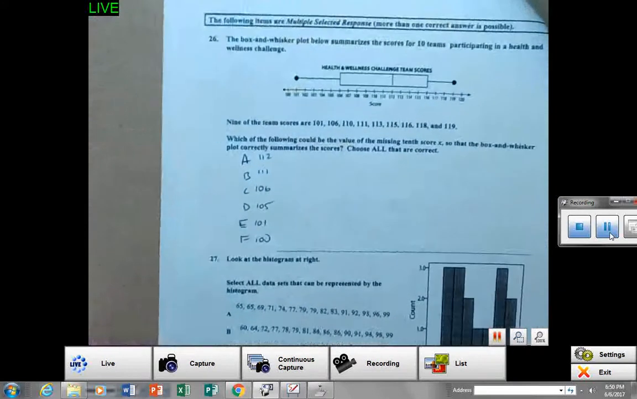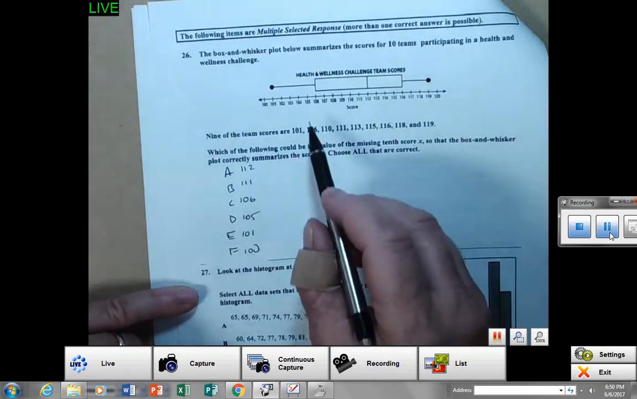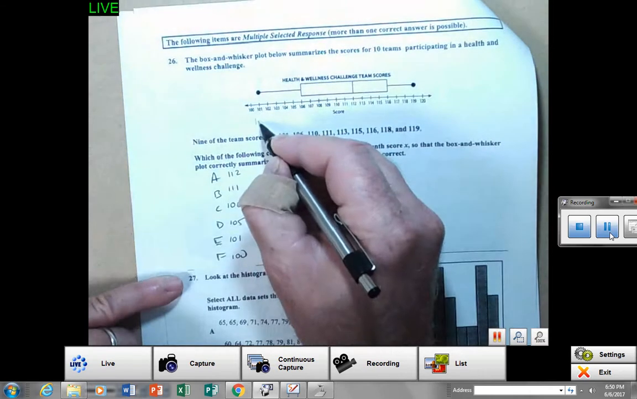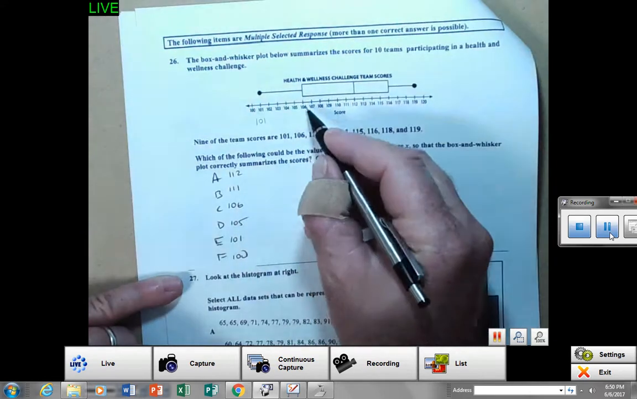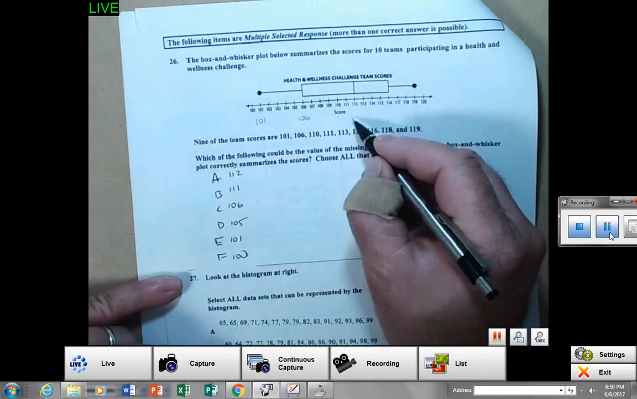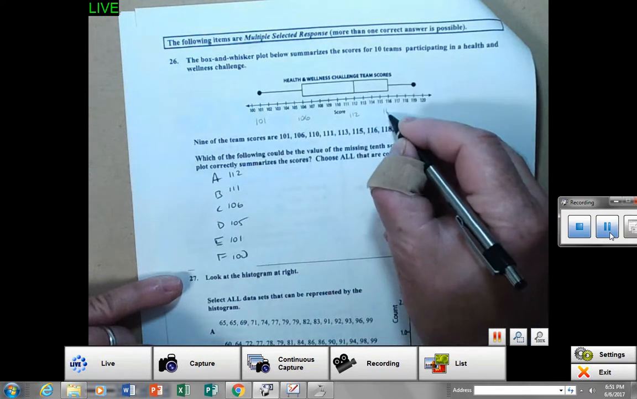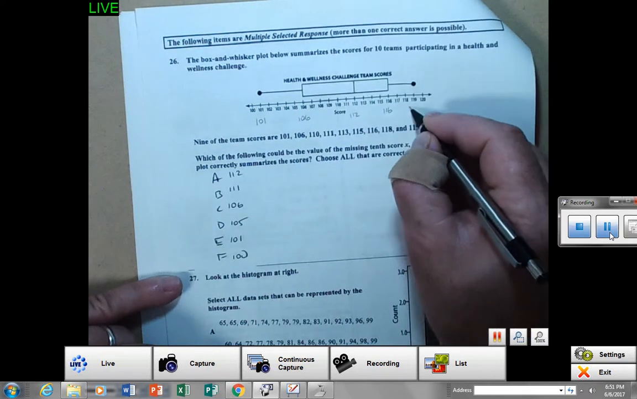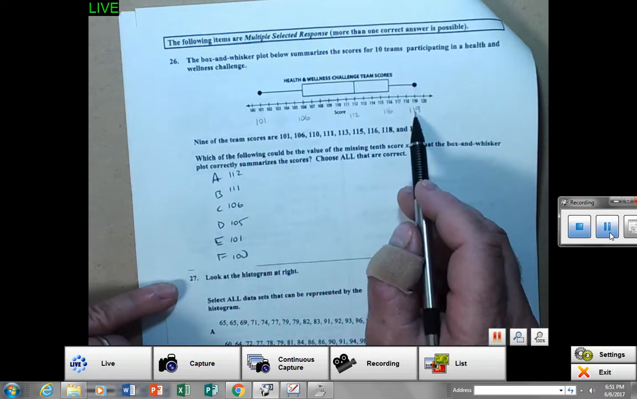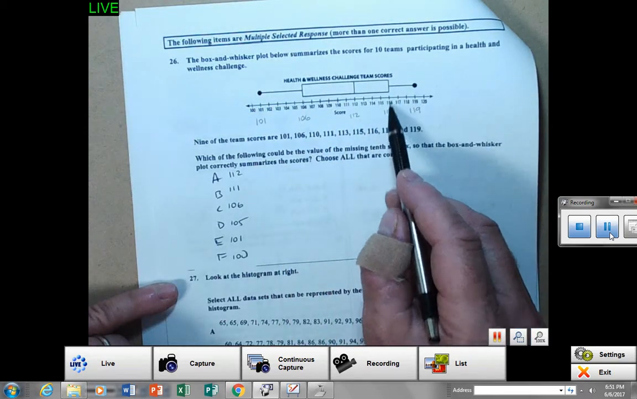Alright, for this, I want you to show me how these numbers change, or what we're trying to do again is trying to make it match up to this. So my lowest one right here is 101. My first quartile is 106. My median or middle quartile, the median of the whole set of numbers, is 112. My upper quartile is 116. And my upper number, my maximum, 119. Minimum 101. Maximum 119. First quartile 106. Second quartile 112. Third quartile 116.